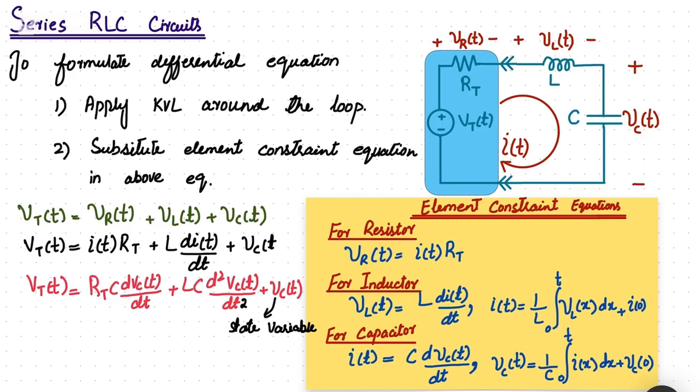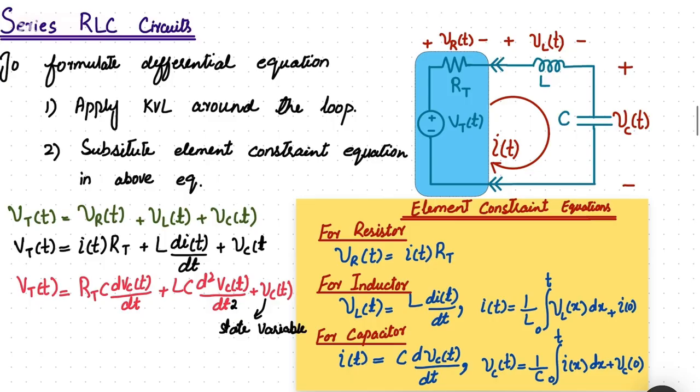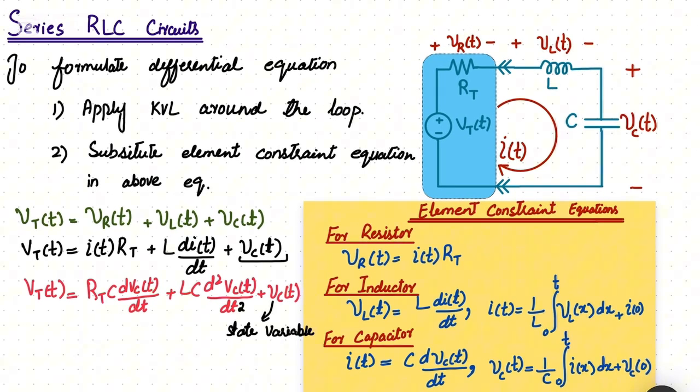As I mentioned earlier, we can convert this equation in the form of either Vc of t or I of t. If we convert this equation in the form of Vc of t, this is the equation that we got. If I want to convert this equation in the form of the I of t variable, I just need to replace this Vc of t by the current I of t. And we know that Vc of t can be written in the form of I of t using this equation.